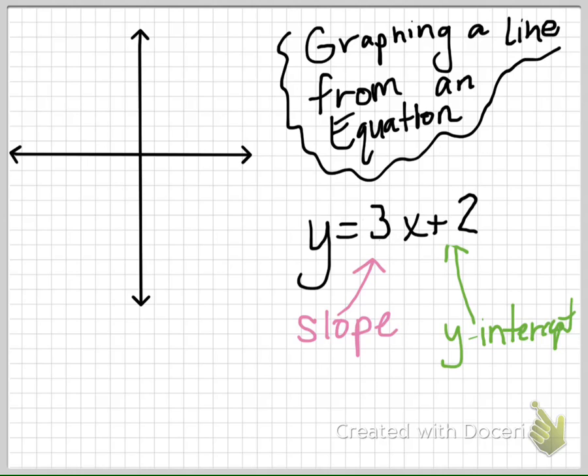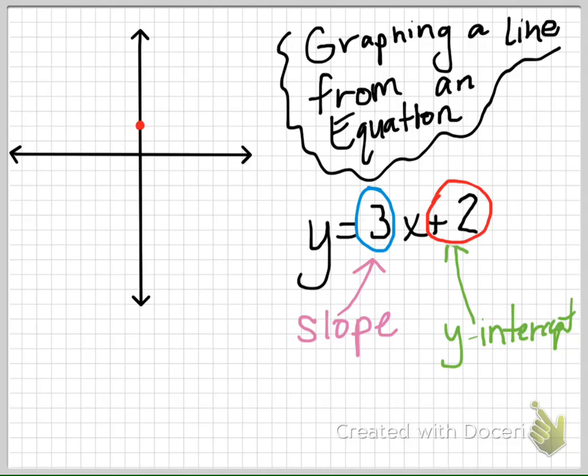So let's take this equation: y equals 3x plus 2. Let's figure out how we're going to put this on the graph. The first thing you want to look at, always, is the y-intercept. In this equation, it's plus 2, positive 2. So we're going to go to the y-axis, which is the vertical axis, and from 0, 0, go up 2, and that will be the y-intercept. So the first thing you're going to do is put a point on the y-axis using the y-intercept.